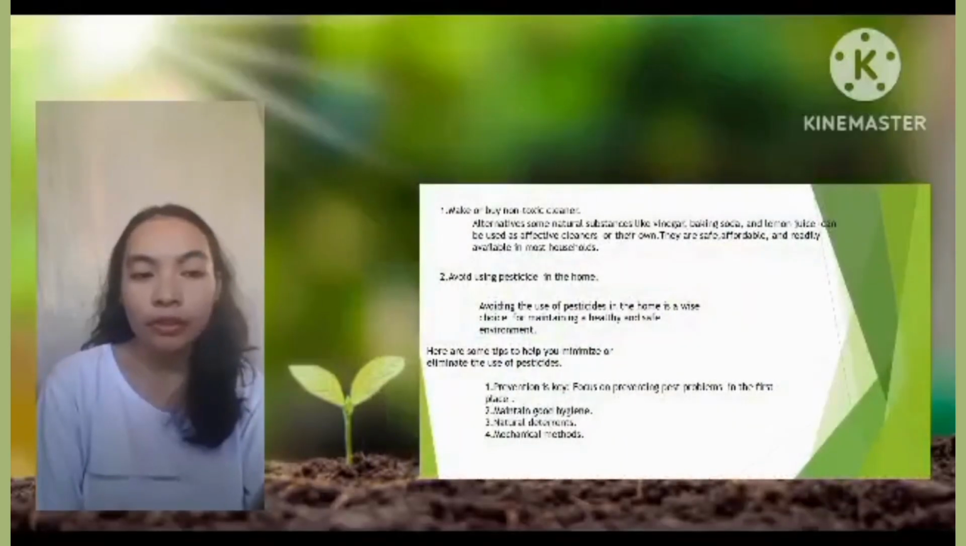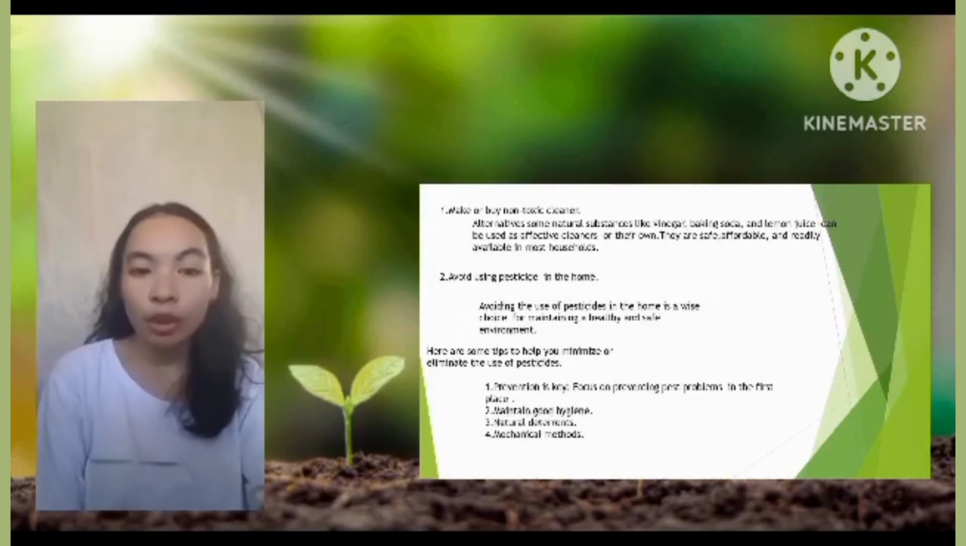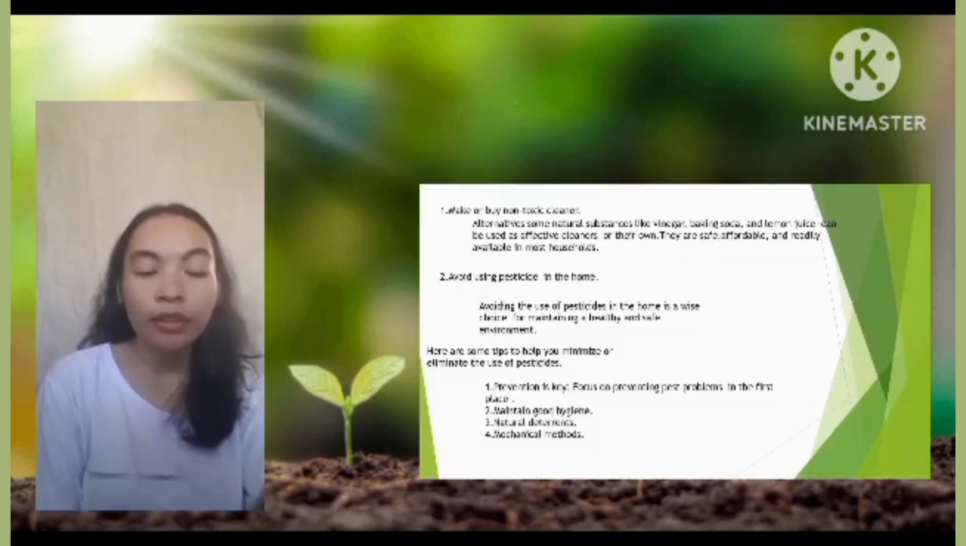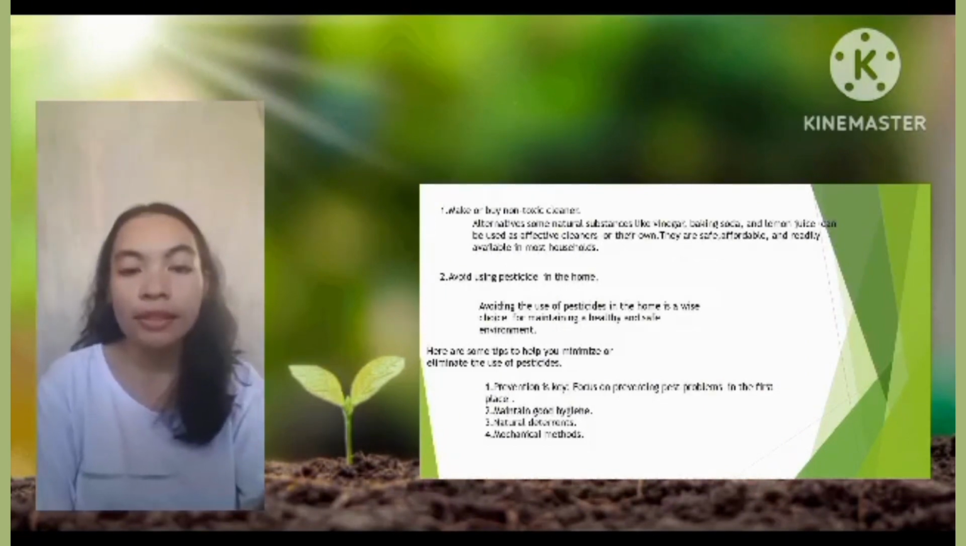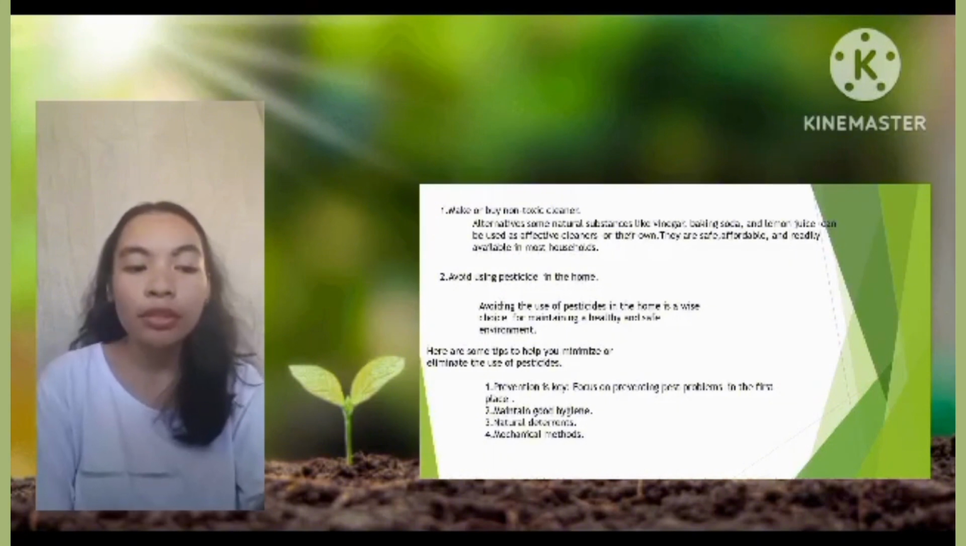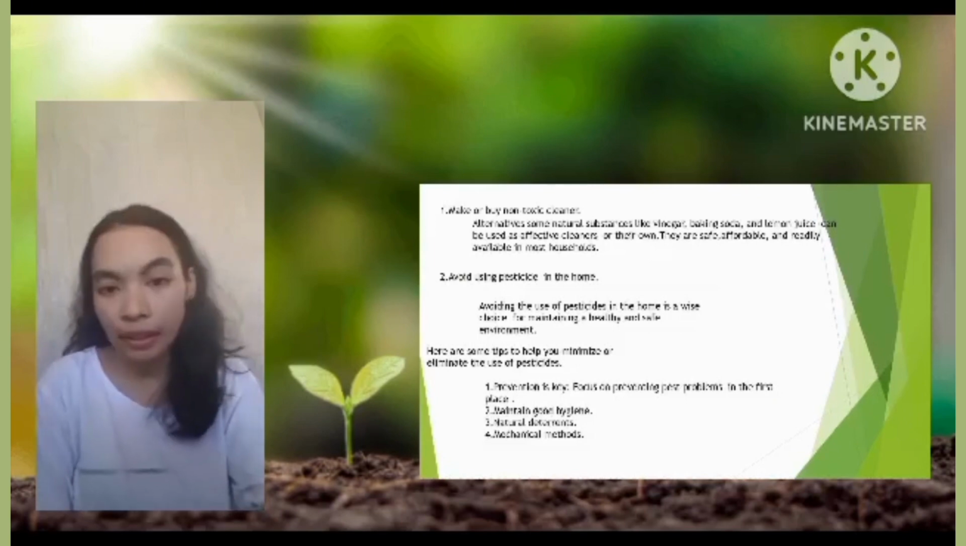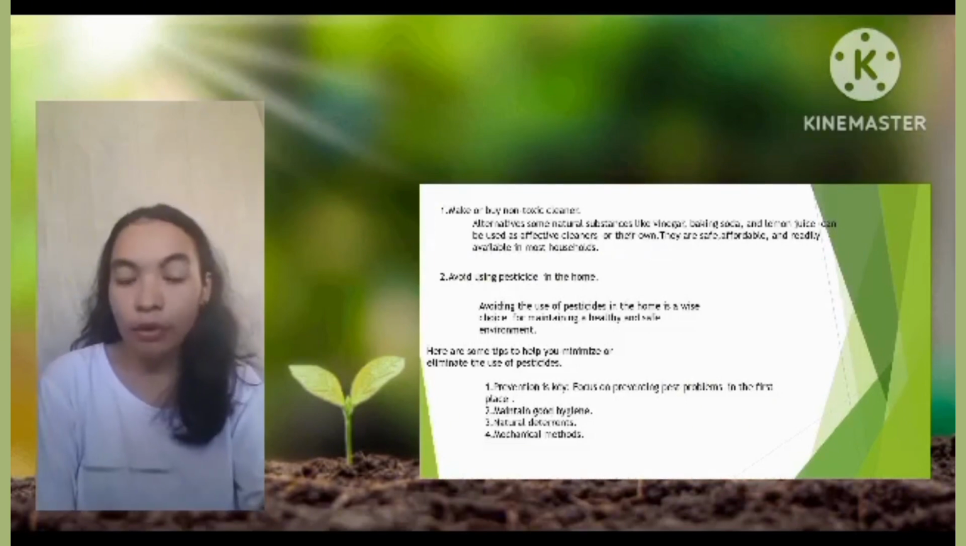So let's proceed to the down to earth home, hence the 10 rules. So the first rule is make or buy non-toxic cleaners. Alternatives, some natural substances like vinegar, baking soda, and lemon juice can be used as effective cleaners on their own. They are safe, affordable, and readily available in most households.